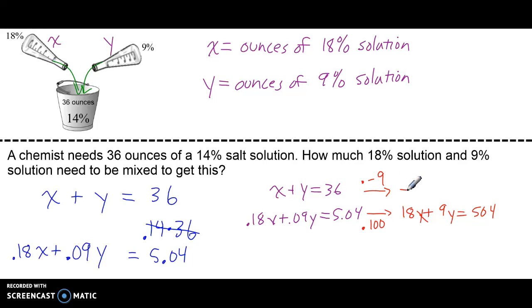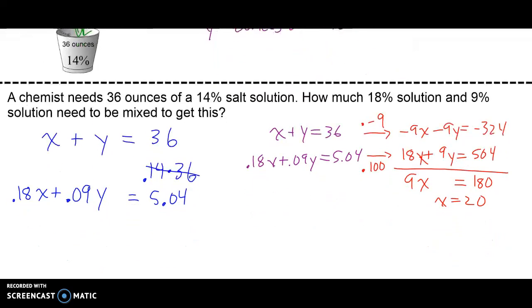So that'll give me negative 9x minus 9y equals, well, let's see, what's 9 times 36? Again, don't try to do these things in your head. Go ahead and use a calculator: negative 324. Add these up. 504 minus 324 is 180. And the math gets easy at that point, right? 180 divided by 9, x is 20, and keep in mind they're supposed to add up to 36. That means y has to be 16.